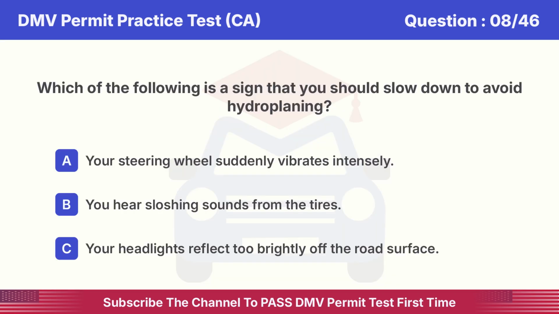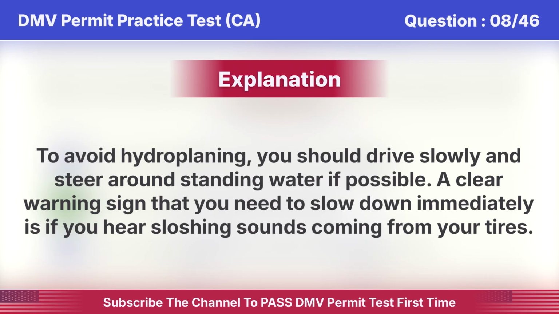Question 8. Which of the following is a sign that you should slow down to avoid hydroplaning? Option A, your steering wheel suddenly vibrates intensely. B, you hear sloshing sounds from the tires. C, your headlights reflect too brightly off the road surface. Answer is B, you hear sloshing sounds from the tires. To avoid hydroplaning, you should drive slowly and steer around standing water if possible. A clear warning sign that you need to slow down immediately is if you hear sloshing sounds coming from your tires.